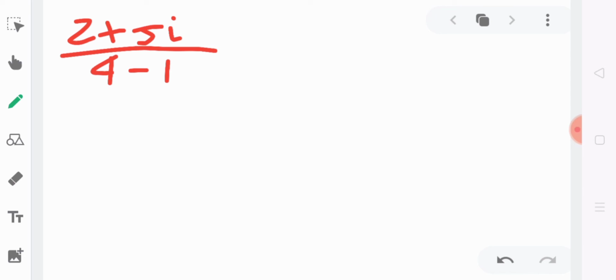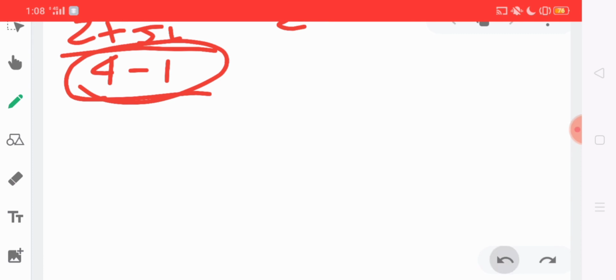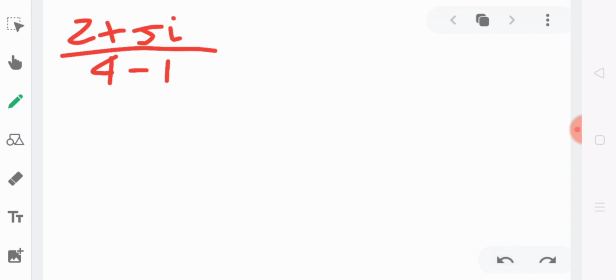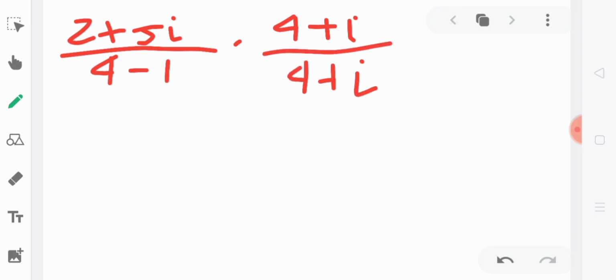And then we multiply the numerator and denominator by the complex conjugate of the denominator. Our denominator is 4 minus i. So the complex conjugate of the denominator is 4 plus i. So let us multiply by 4 plus i over 4 plus i. So now let us multiply. We can use again the FOIL method.